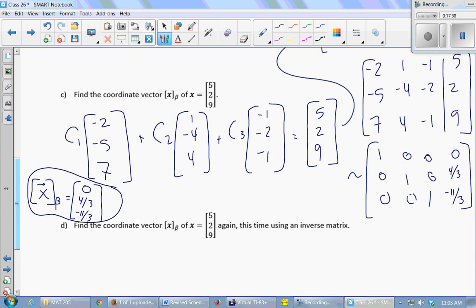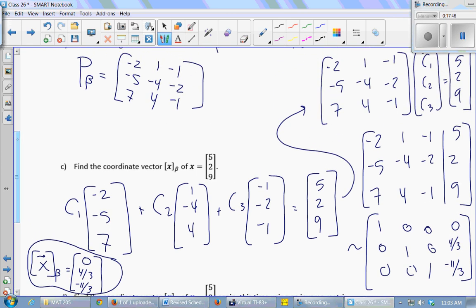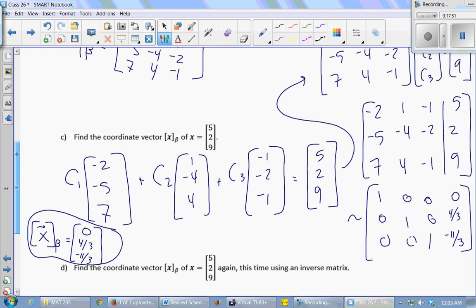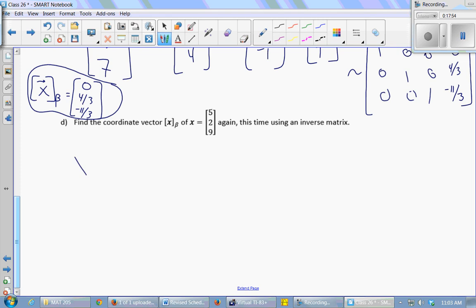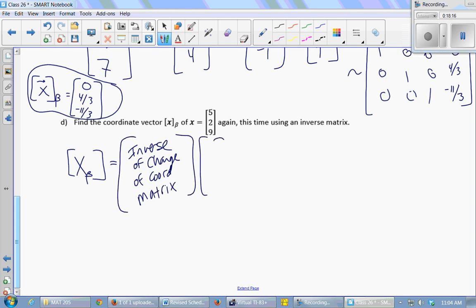All right, so I can solve the same problem by using an inverse matrix. If I have P sub beta, the change of coordinate matrix, it's easy enough to get its inverse, and we could solve using the inverse. So x sub beta is equal to the inverse, I'll just write it out because we didn't name it anything, of the change of coordinate matrix times 5, 2, 9.